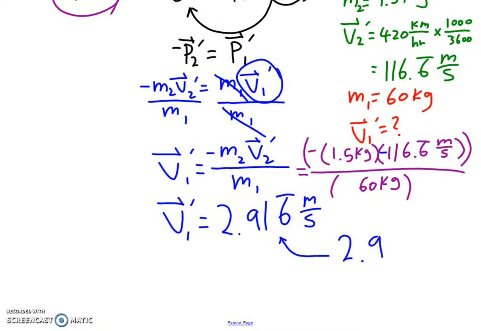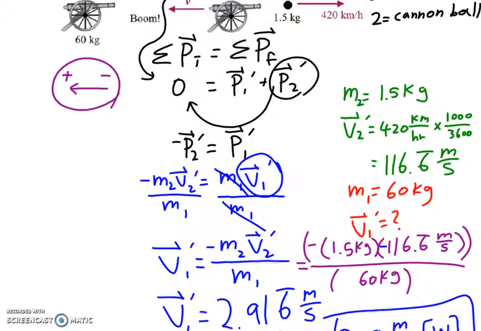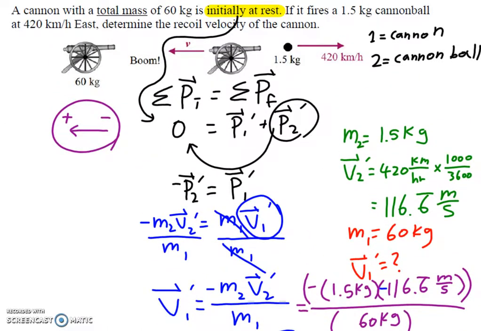Anyway, the answer in this case, rounded to 2 significant digits, is 2.9 meters per second. However, don't forget the direction. West or left, anything like that, you can use. In our situation it is west because, as you may notice from the question, instead of left or right, it used east.